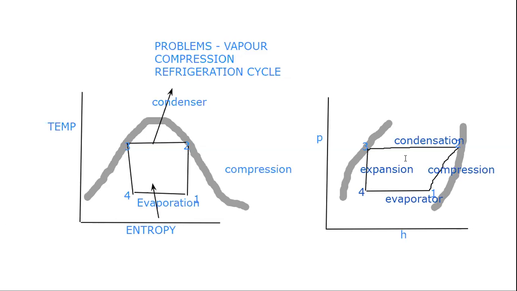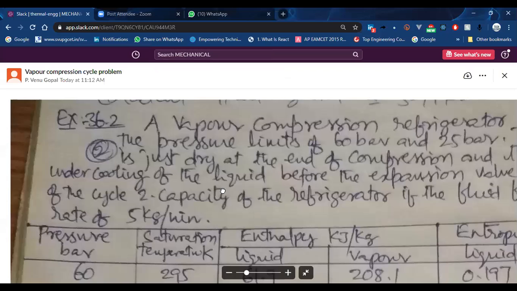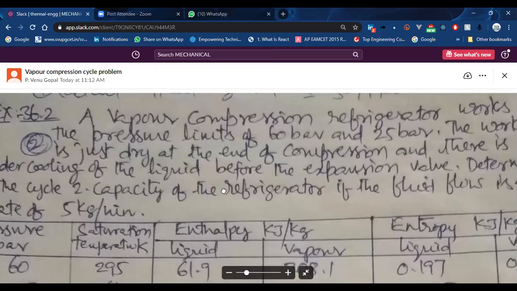Now let us see one problem, as I told you yesterday. So what is the problem here? I have shared it with you on Slack. Just go, I am sharing the Slack already. If you are not able to see, just tell me. So yeah, there is a problem you can see.